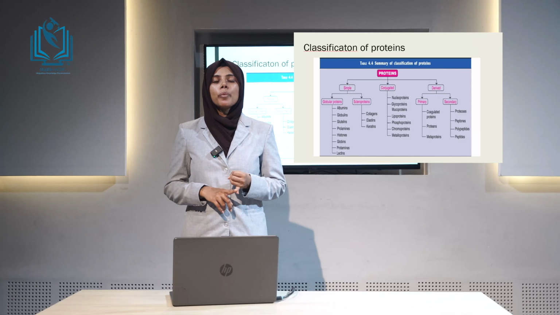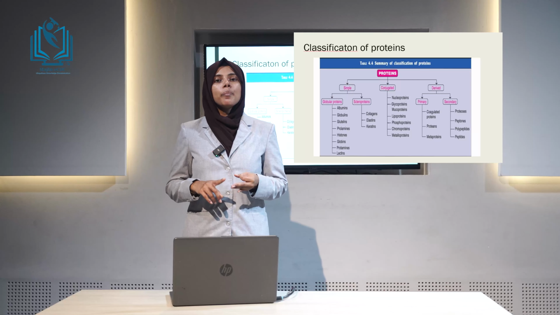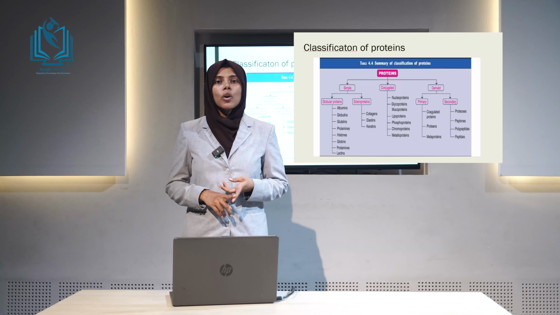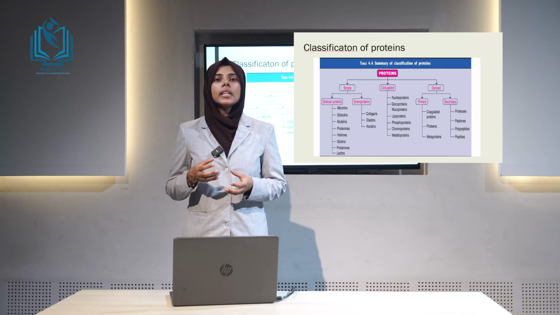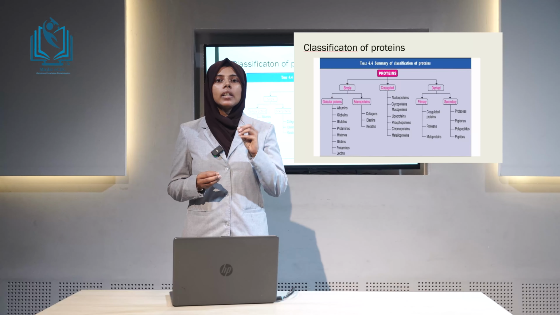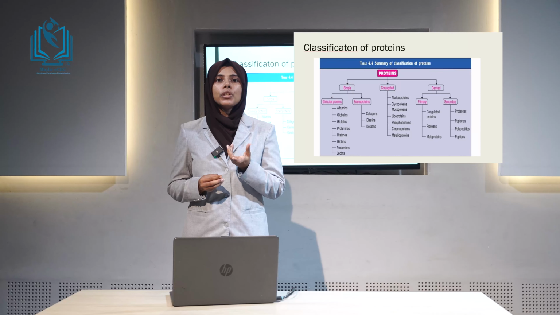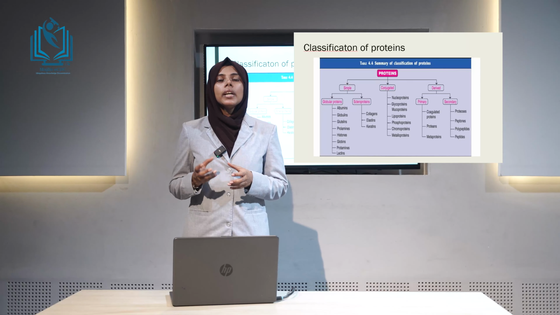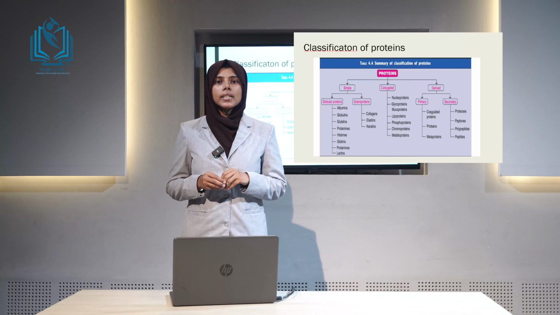For example, nucleoproteins, glycoproteins, lipoproteins, and metalloproteins. Metalloproteins have protein, and with that they have some moiety of metals. Nucleoproteins, for example histones, have proteins and also nucleic acids.